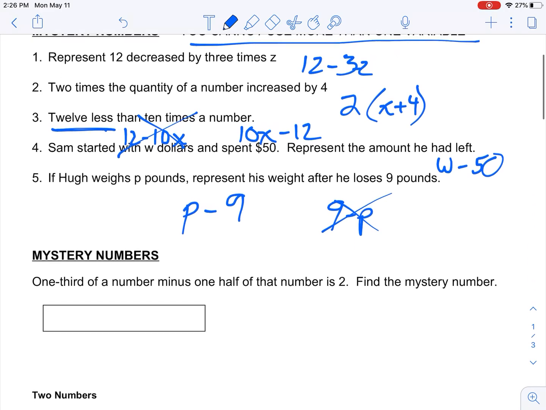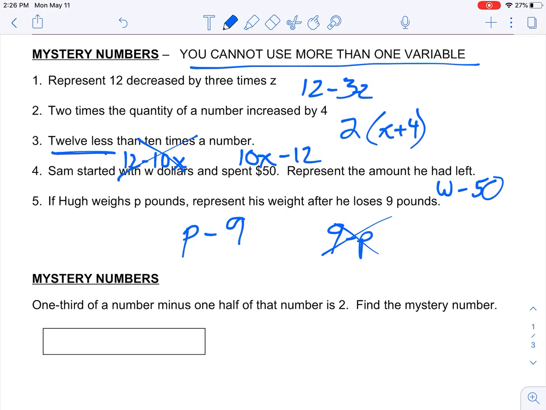All right, so here's an example of a mystery number problem. 1/3 of a number minus 1/2 of that number is 2. Find the mystery number. Okay, so for starters, you have to create a label box, which means you need to define your variable. In this case, it's nice and easy. X is just going to be our mystery number. It seems really silly that we need to write that, but it's getting in the habit of creating a label box or defining your variable, and that'll be much more important when we do coin problems, consecutive number problems, more complicated word problems.